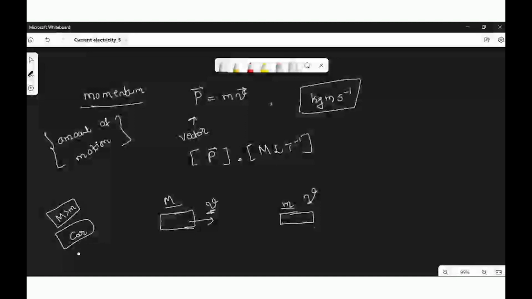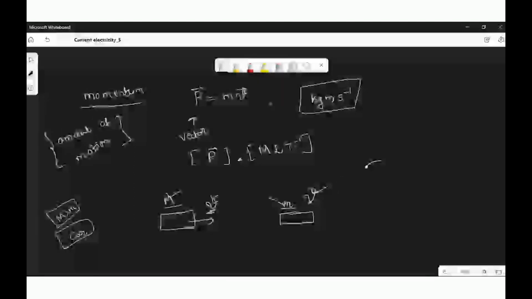Okay, so that means a change in their state of motion is decided by mass as well as velocity. It is not just decided by mass alone. It is not just decided by velocity alone.